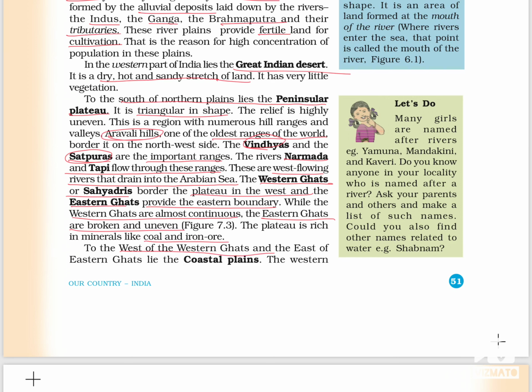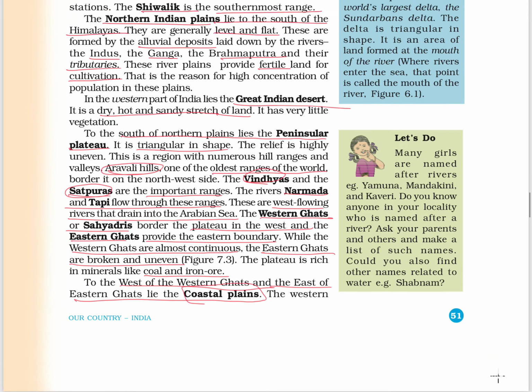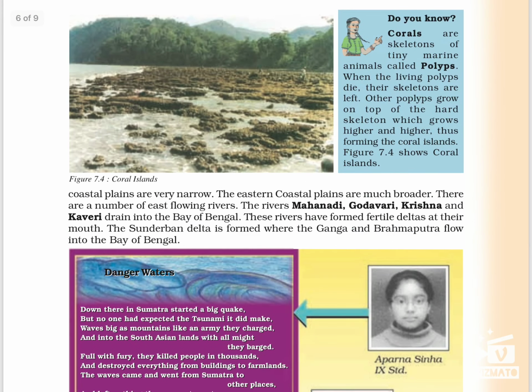To the west of the Western Ghats and east of the Eastern Ghats lie the coastal plains. The western coastal plains are very narrow, eastern coastal plains are much broader. There are a number of east flowing rivers. Mahanadi, Godavari, Krishna and Kaveri drain into the Bay of Bengal. These form fertile deltas at their mouth. The Sundarban Delta is formed where the Ganga and Brahmaputra flow into the Bay of Bengal.